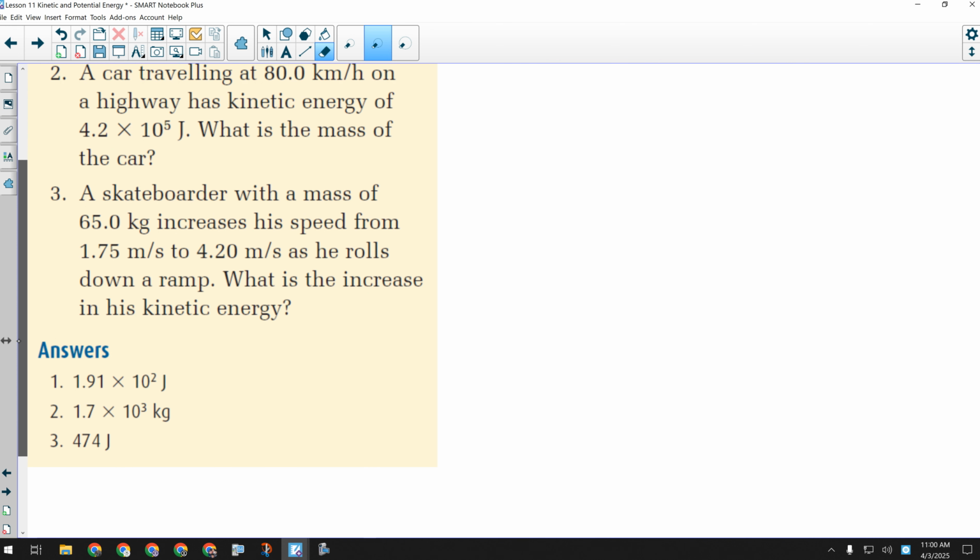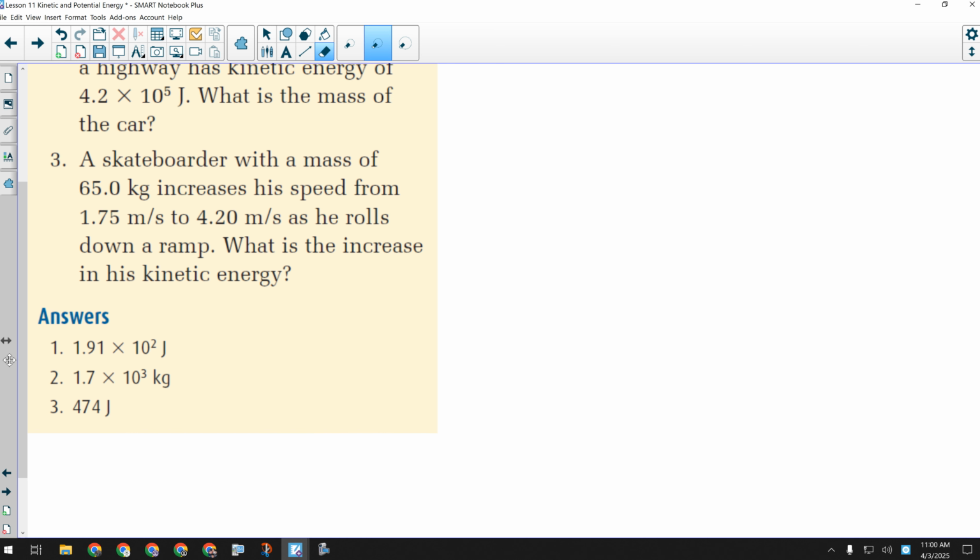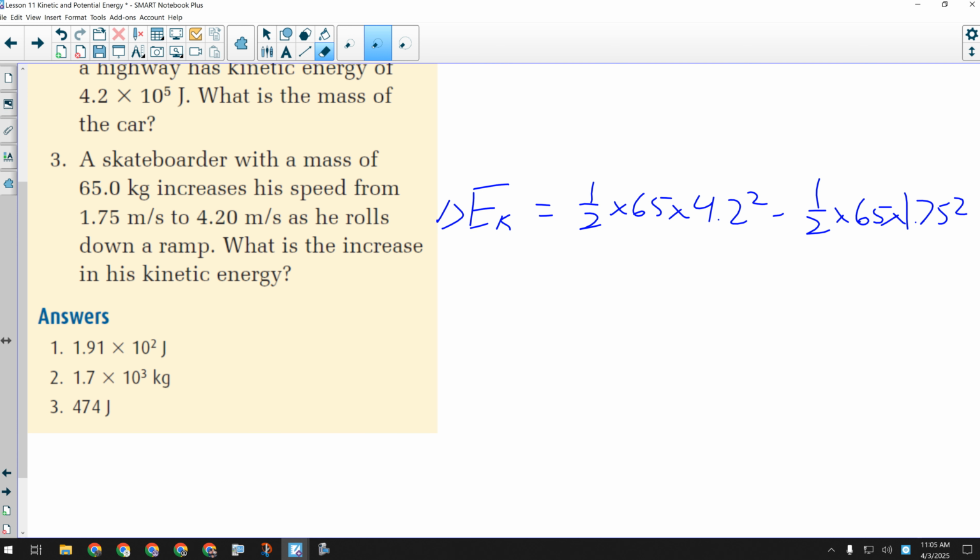Okay, try number 3. Give you a few minutes on that one. Change in kinetic energy this time. Change in anything, still final minus initial, so don't overthink it. Increase in kinetic energy here, it's just going to be final minus initial. So change in kinetic energy will be 1/2 times 65 times 4.2 squared minus 1/2 times 65 times 1.75 squared. We should get 474 joules as the difference there. Questions on that one?